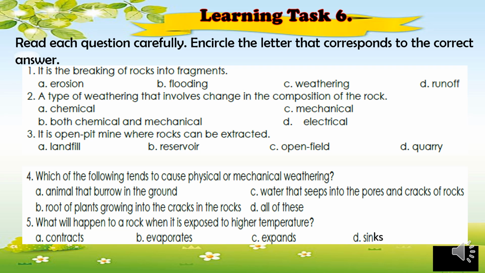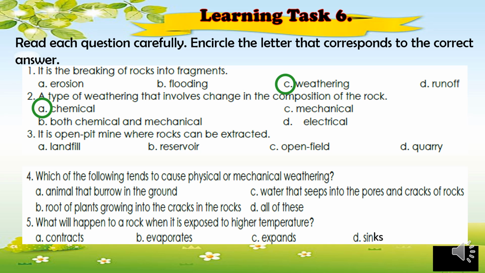Okay, so let us answer learning task 6. For number 1, it is the breaking of rocks into fragments. The answer will be C. Weathering. Number 2, a type of weathering that involves change in the composition of the rock.